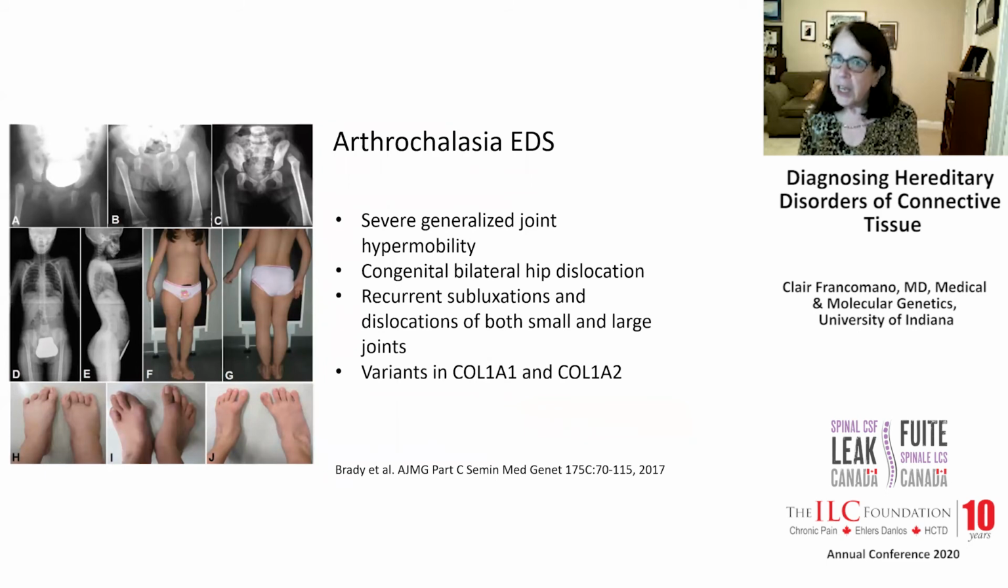The arthrochalasia type of Ehlers-Danlos syndrome has severe generalized joint hypermobility, congenital bilateral hip dislocations, and recurrent subluxations and dislocations of both small and large joints. And this condition is caused by variants in COL1A1 and COL1A2. You can see some foot deformities here that may be seen in the arthrochalasia type as well.